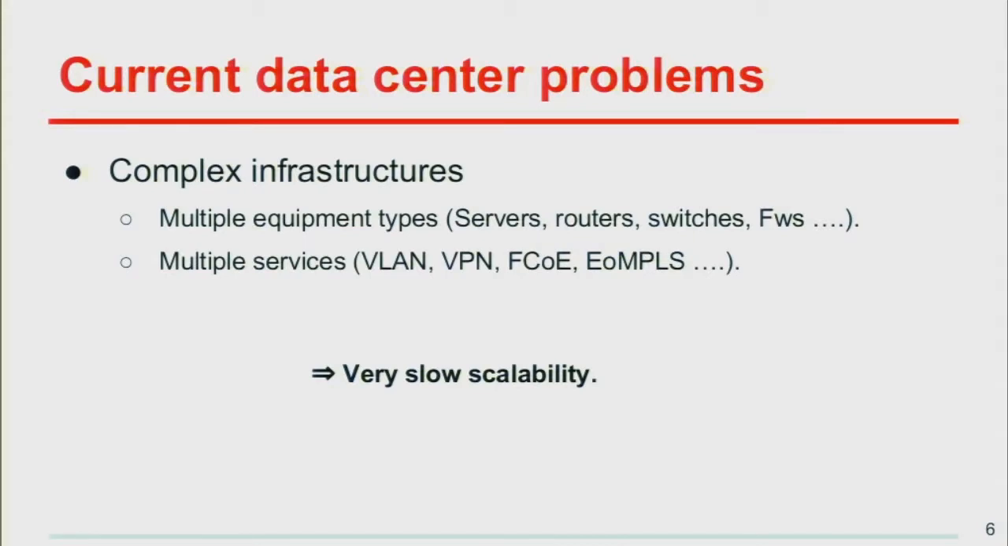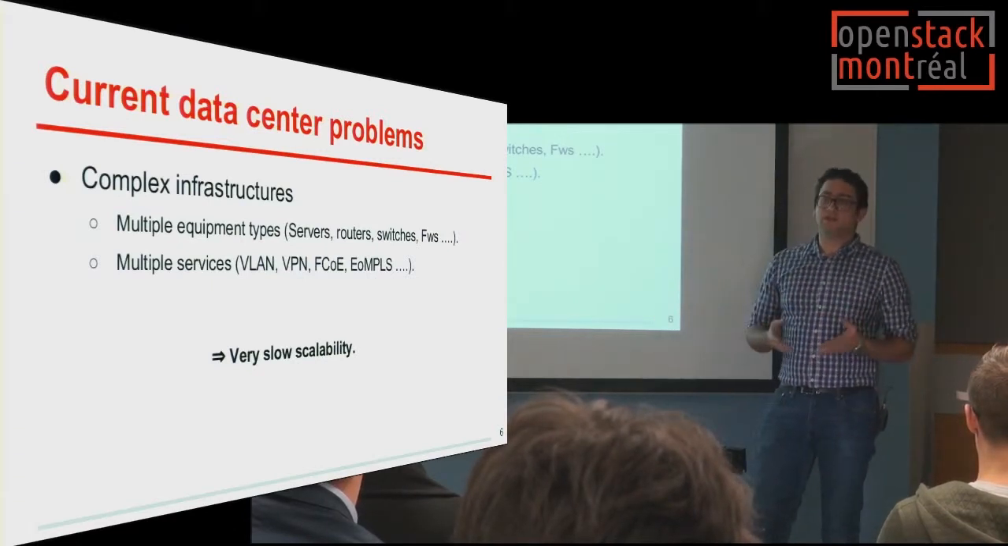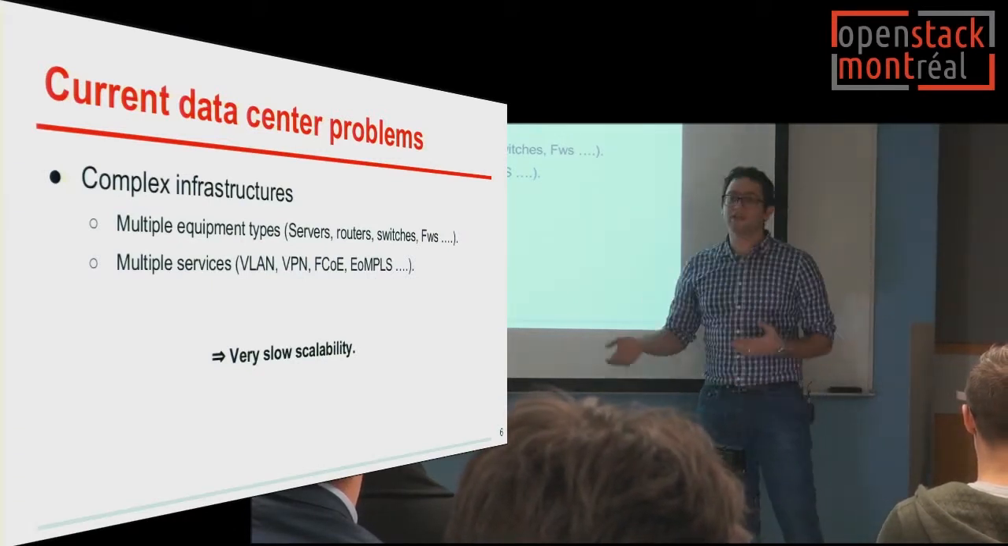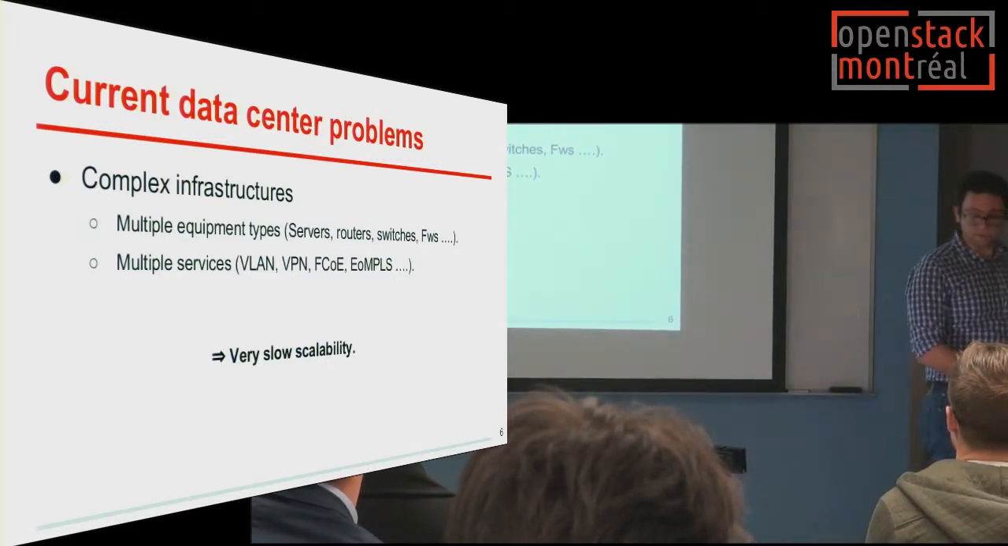Also, current data centers contain very complex infrastructure. There are multiple equipment types like servers, routers, switches, firewalls, and also multiple services like VLAN, VPN, fiber channel, Ethernet over MPLS. It is for this reason that it's very difficult to scale data centers and to add new services or update the services.